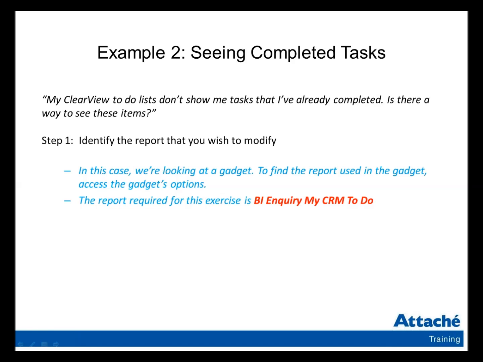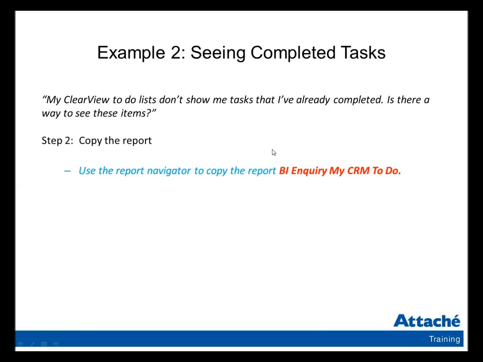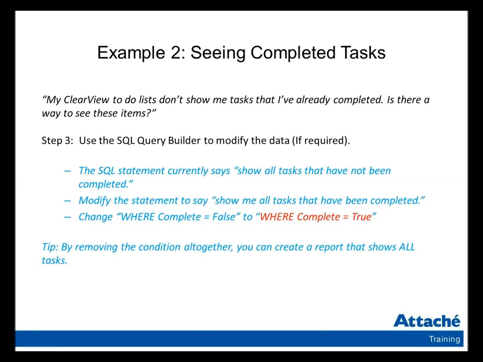Okay, so just to sum up, my Clearview to-do list doesn't show me tasks that I've already completed. Is there a way to see these items? So yes, we can create a new report to see the completed tasks. In step 1, identify the report that you wish to modify. We decided to copy the existing to-do list and tweak it just a little bit. Step 2, copy the report using the report navigator. Step 3, use the query builder to modify the data.